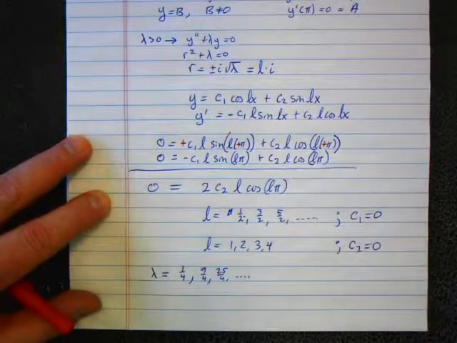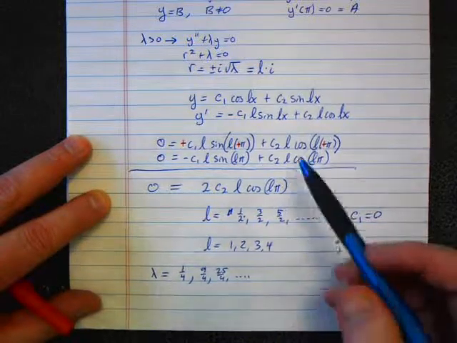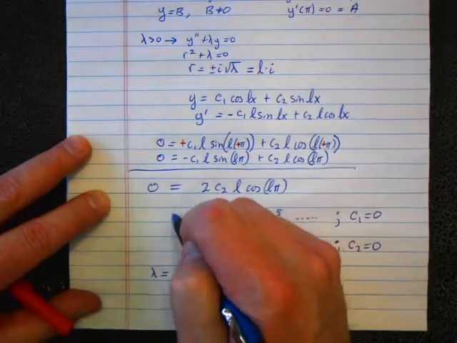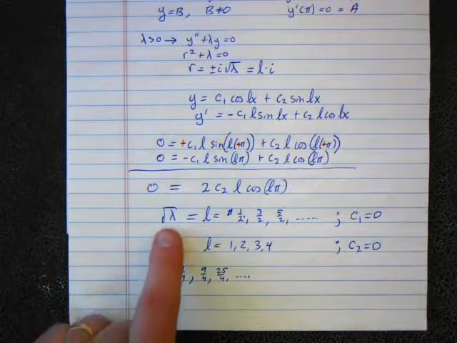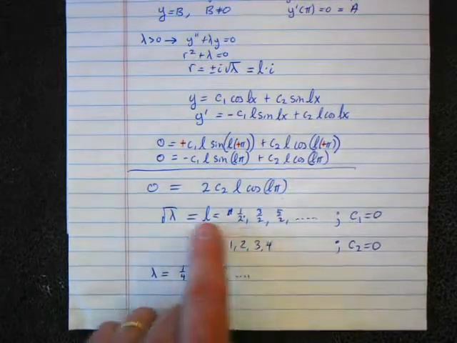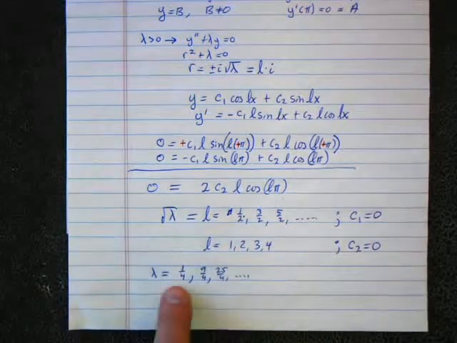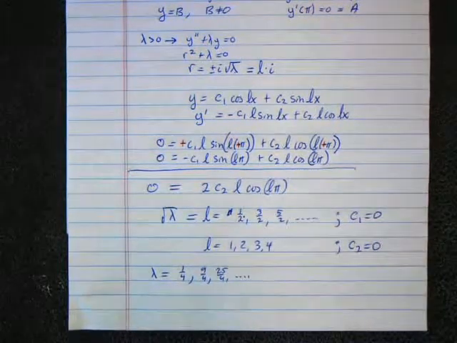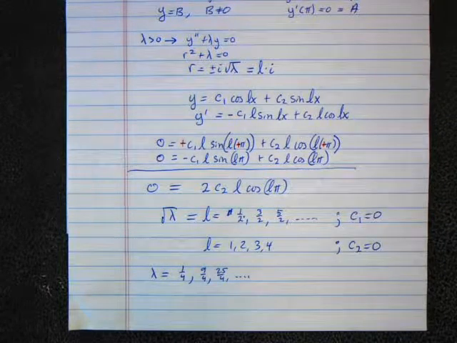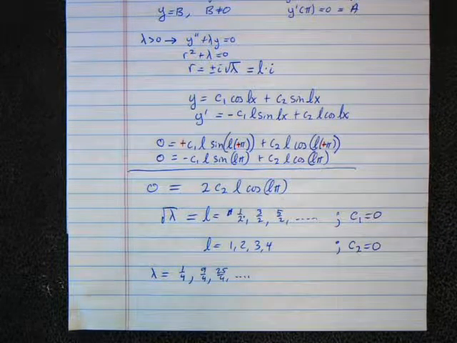And where are you getting the fourths from? Because remember that square root of lambda is L. So if I want to get lambda all by itself, I have to square both sides. So when I square a half, I get a quarter. When I square 3 halves, I get 9/4, so on and so forth. So it's still the perfect squares type pattern, except you got to divide by the 4s this time.